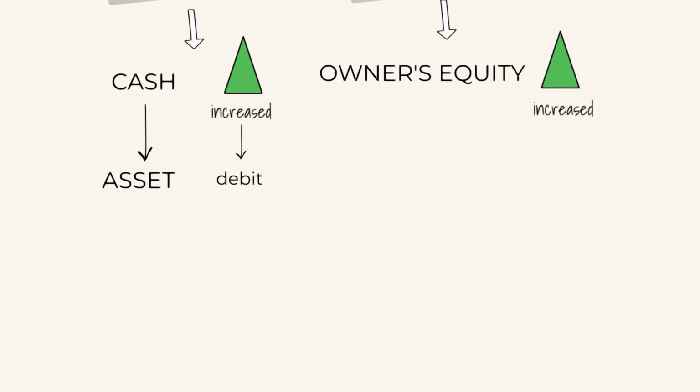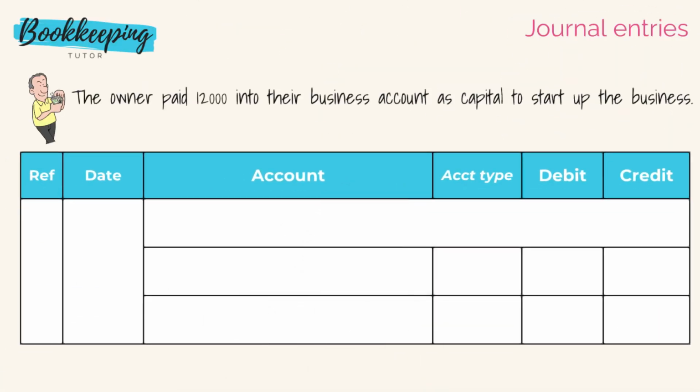With the same logic, the owner's equity increased by 12,000. The owner's equity is an equity account. The increase on an equity account is a credit. Therefore, we need to credit the owner's equity account by 12,000. Our last task is to draw up the journal entry. Now we have all the information for doing that.